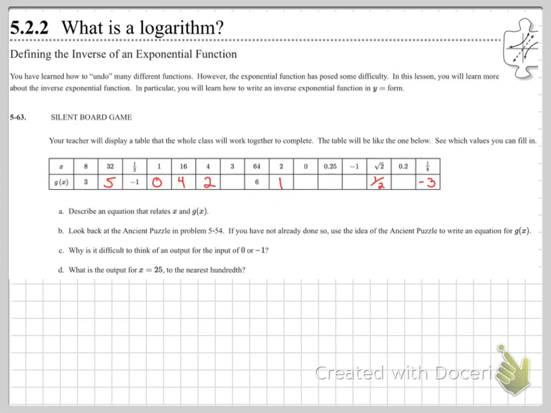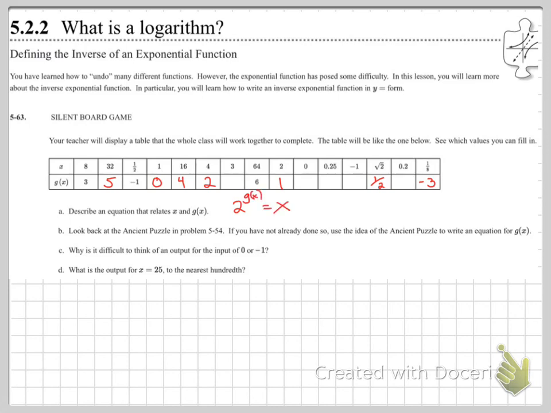Okay, so hopefully you were able to see what was going on there. We'll look at it a little differently. 2 cubed makes 8. 2 to the 5th makes 32. 2 to the -1 makes 1/2. So 2 to the g of x is giving me the answer of x.